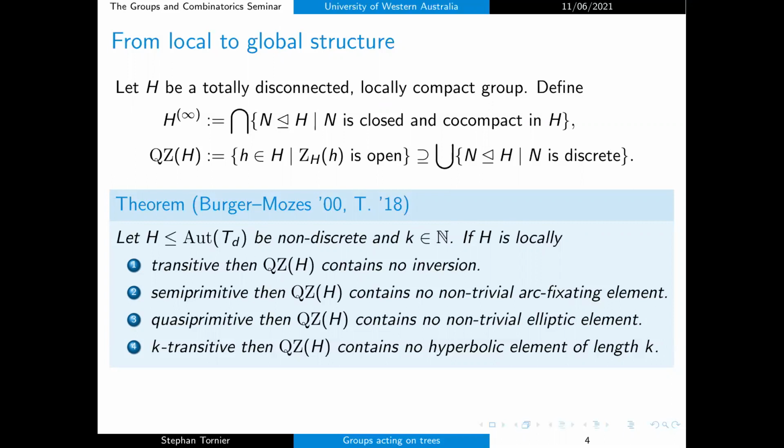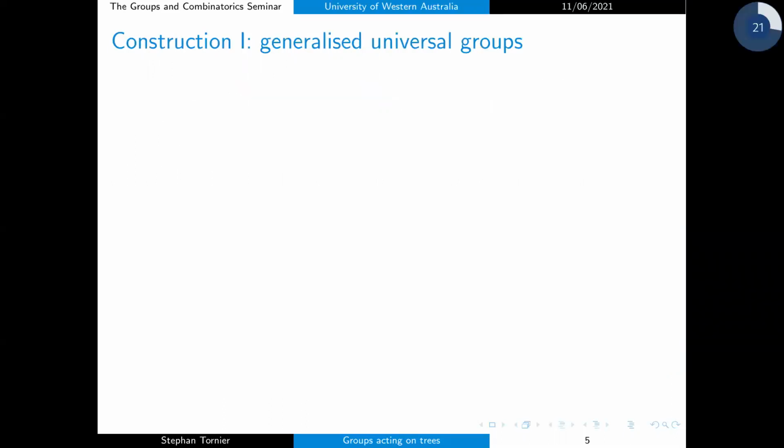Now, since we're talking about these local assumptions so much, let's also note this theorem is essentially sharp. There's another statement which says, for example, if the group is intransitive locally, then it can have an inversion in the quasi-center and so on. But since we're talking about these local assumptions so much, it would be good to have some examples at hand which have all of these properties, right? Give me a group that is locally quasi-primitive. And that's really the motivation for this first construction.